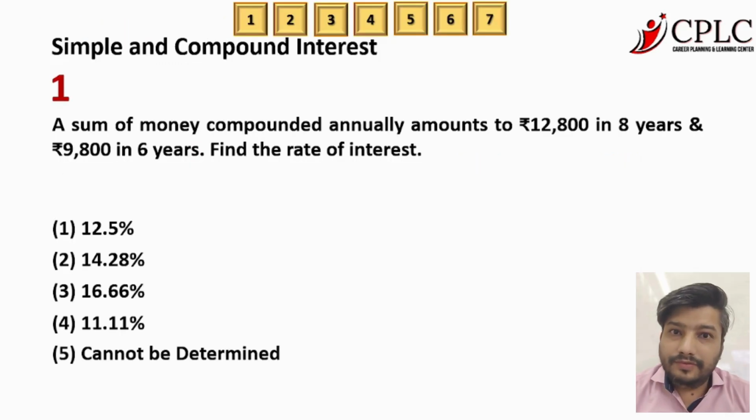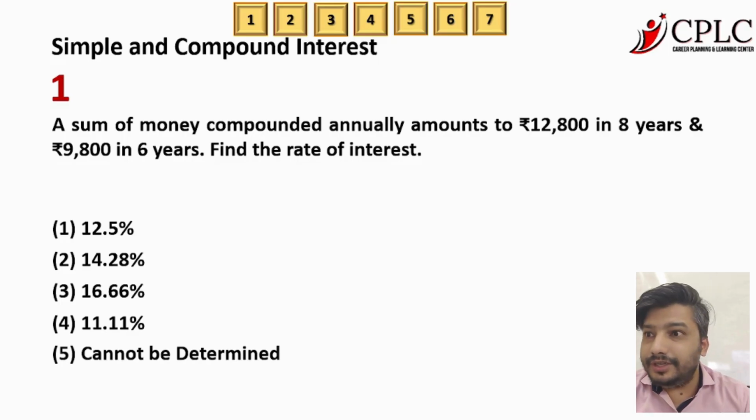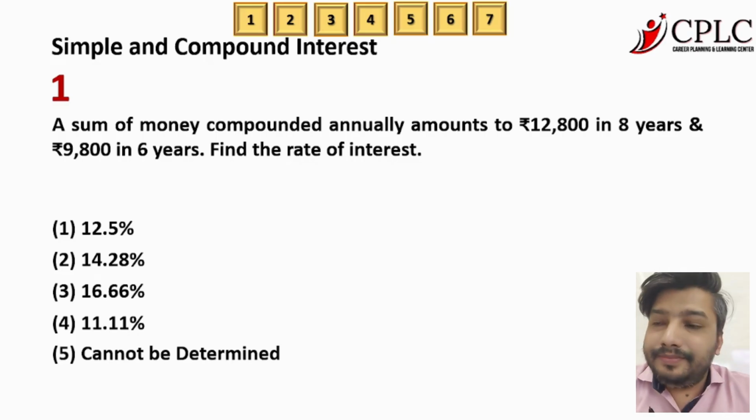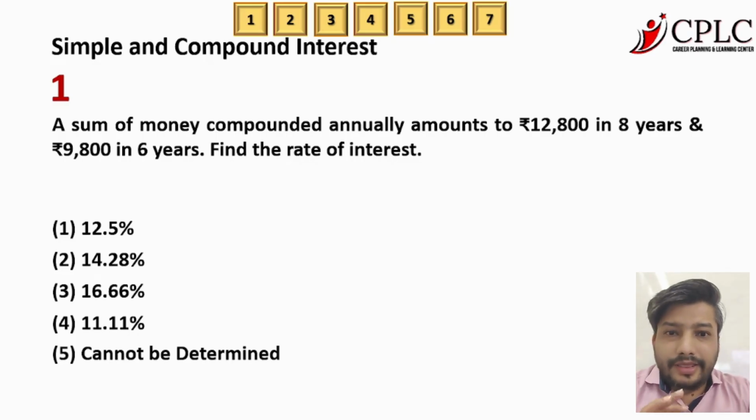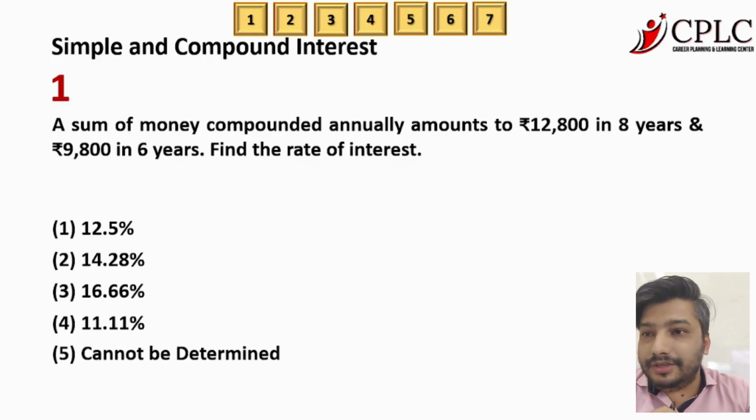So let's try and solve the questions on the basis of this SI CI thing. The first question says a sum of money compounded annually amounts to 12,800 in 8 years and 9,800 in 6 years.